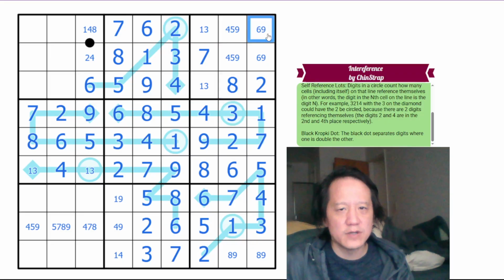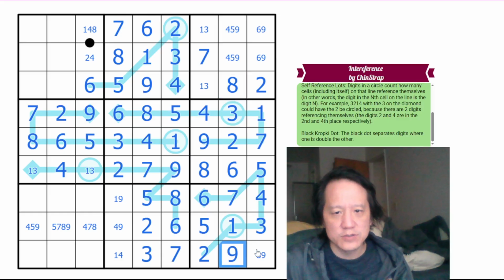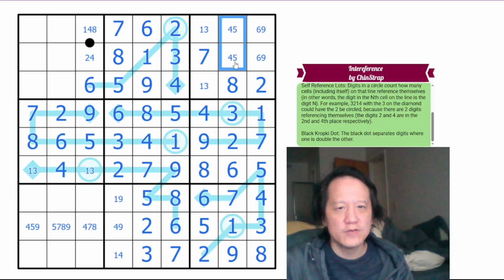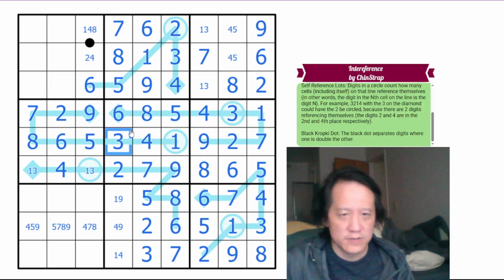This can't be 8. This becomes a 6, 9 pair here. This 8 eliminates 8 here, so it's 9 and 8. That means this can't be 9. It's 4, 5. This 6 eliminates 6 here, so this is 9, which makes that 6.